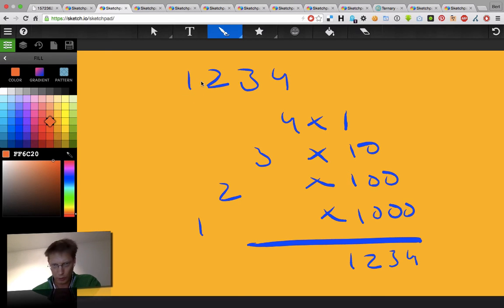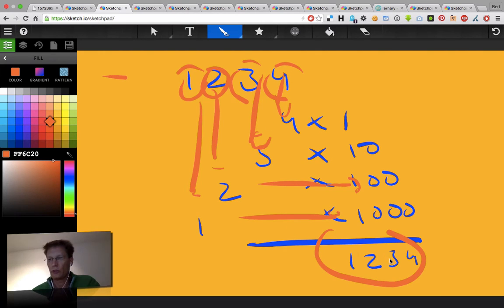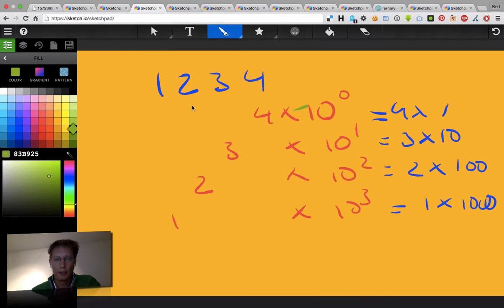This, in the normal decimal system, would read 1234. And what it is in fact, if you look at it, is 4 times 1, 3 times 10, 2 times 100, and 1 times 1000, right? This is thousands, these are hundreds, and these are tens, and this is counting 4, and totally 1234. Correct? Yes, this is the easy part.